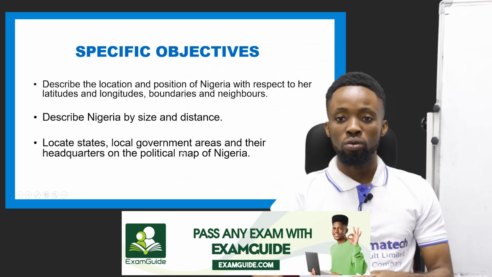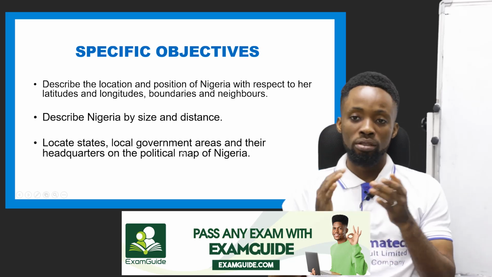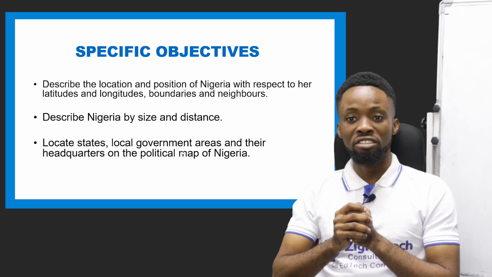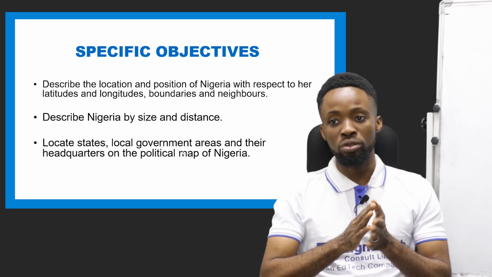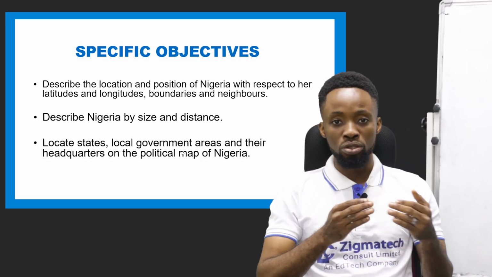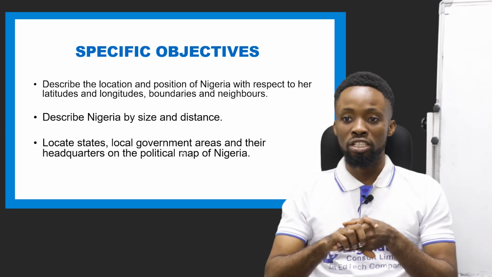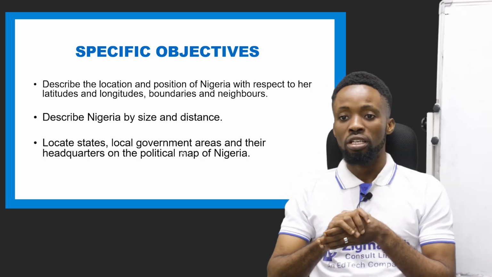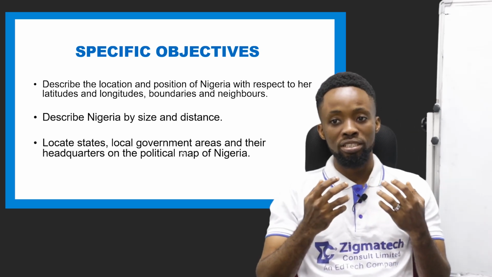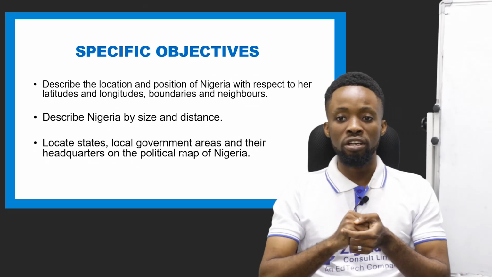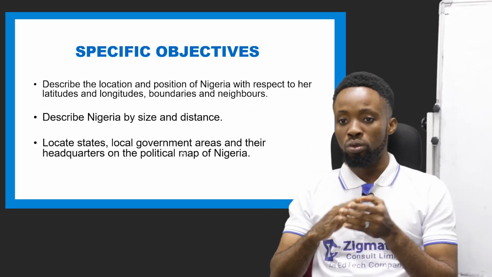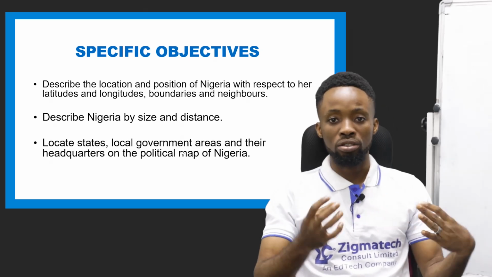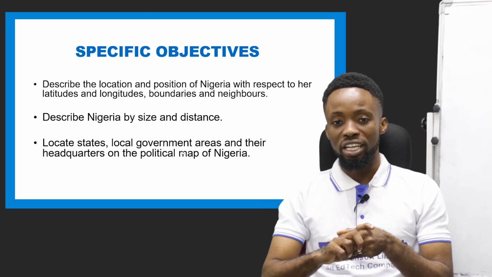So, for the objectives we have today, first and foremost, we are going to look at Nigeria in terms of the location and position. We are also going to look at the latitudes and longitudes of Nigeria, the boundaries and the neighbors surrounding Nigeria. Then also we are going to look at the size and distance of Nigeria, and then we'll look at the various states we have in Nigeria and also the political map of Nigeria.